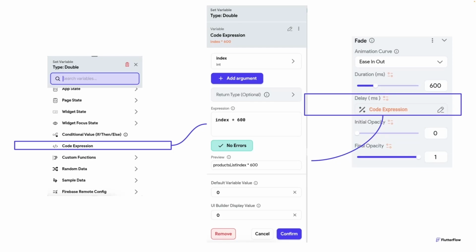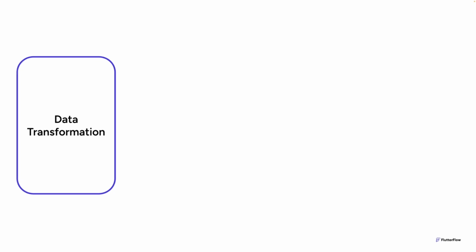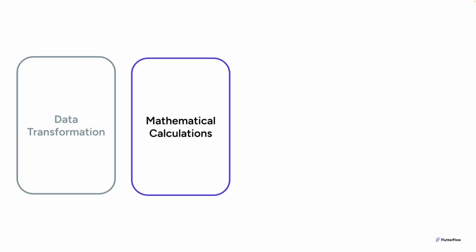Let's take a look at some of the benefits and use cases of custom functions. First, consider data transformation. For example, you might need to convert product data from an external supplier before displaying it in your store. This ensures that the product details, such as price or dimensions, are formatted correctly and consistently for your customer.